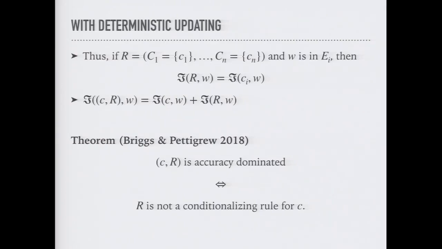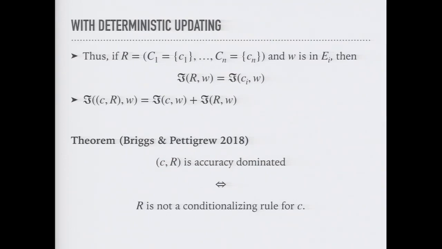But of course, what's the thing that's going to be giving your expectations in the probabilistic case? In this sort of case, as long as you've got a probabilistic prior, you can use it to calculate the expected values. But nonetheless, Ray Briggs and I were interested in this question of can you give an accuracy dominance argument for conditionalizing? And it turns out that you can. So how do you do this?